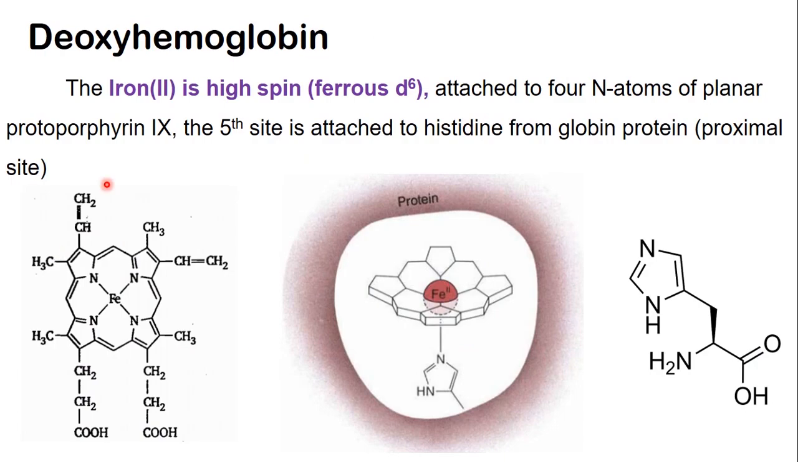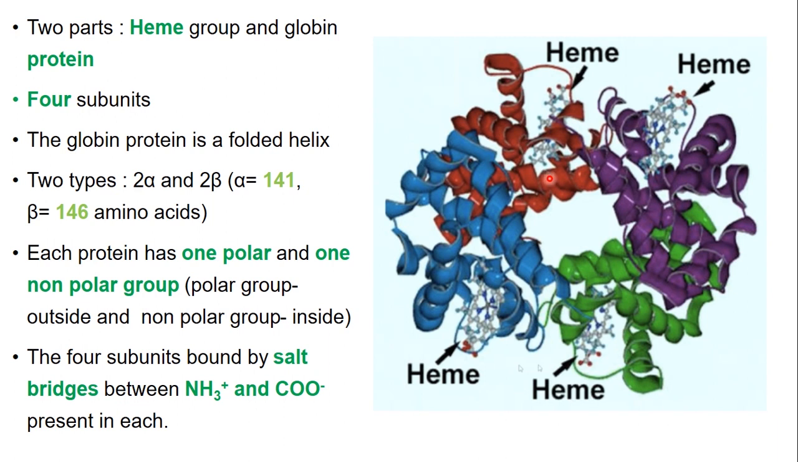So this is how the heme group will look. It contains a Fe metal, and this is the porphyrin structure. It is a metalloporphyrin and it contains around 8 substituents. So this is the heme group. In every subunit there is one heme group, so there are 4 Fe metals in our hemoglobin.